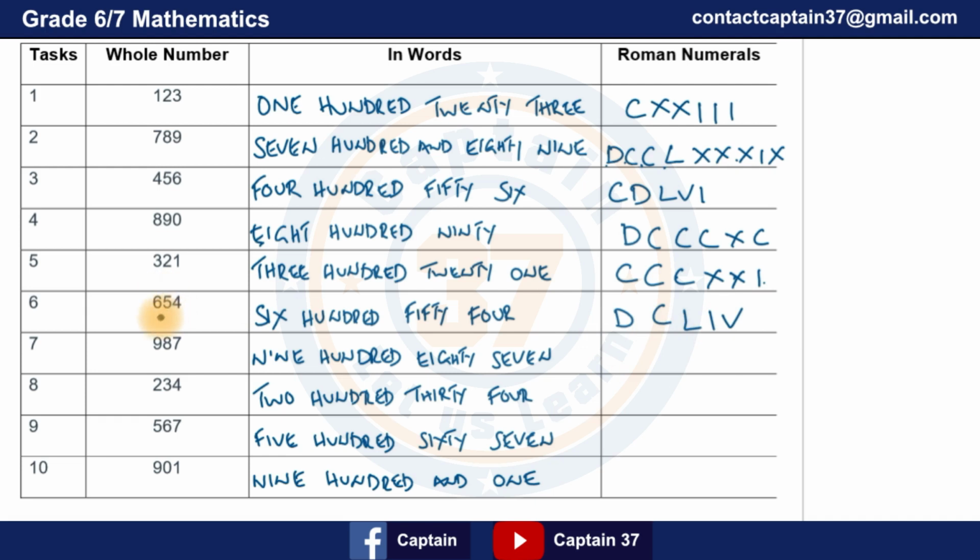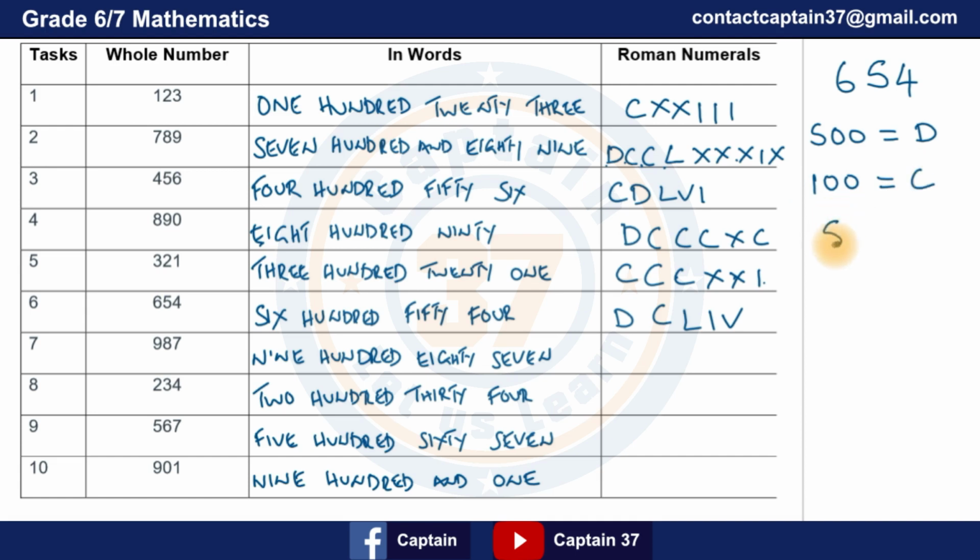The number is 654. In this 600, there is 500, and 500 is represented by the letter D. It is 600 that we want, not 500, so we need to add 100 to this 500. And this 100 is represented by the letter C.